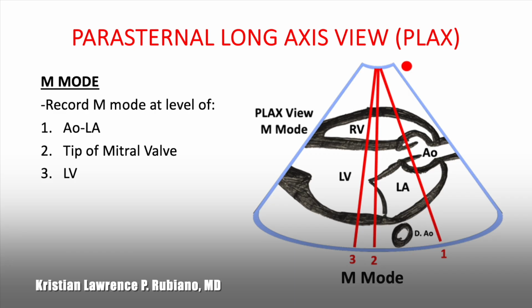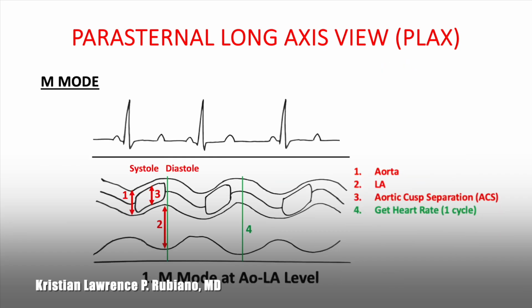The parasternal long axis view can also be a window to get M-mode measurements at the level of the left atrium, aorta, mitral valve, as well as an LV study. You can also use this view as an additional way to get measurements which can be correlated with the M-mode measurements at the parasternal short axis view, which will be shown in a little while. M-mode at the aorta left atrium level can measure the aorta and left atrium to get the LA aorta ratio. We can also get the aortic cusp separation at this level.